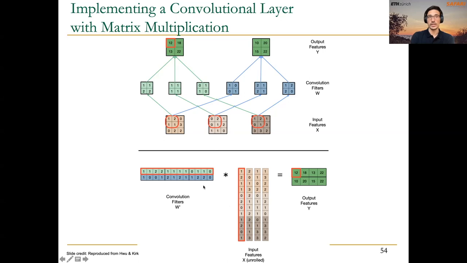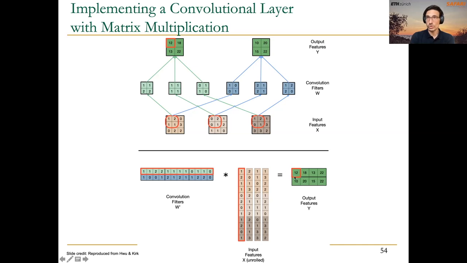So the idea behind reducing the convolutional layer into a matrix multiplication is unrolling the convolution filters and also unrolling the input features. You can see here these four elements, 1, 2, 1, 1, have been unrolled and placed here. These four elements, 0, 2, 0, 1, are placed in this column of matrix X, and these elements, 1, 2, 0, 1, are now in the first column of this matrix X. And we do the same for the convolution filters. Notice that these 1, 1, 2, 2 are now here: 1, 1, 2, 2, 1, 1, 1, 1, and so on and so forth.